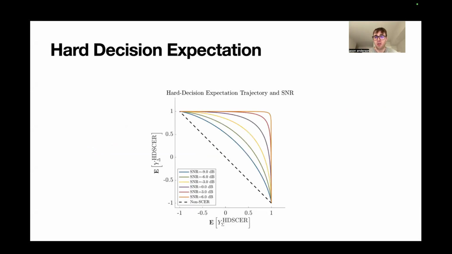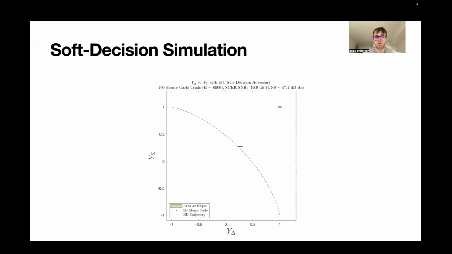So the paper title includes limited SCR models. One of the models talked about is called the hard decision SCR model. And with the hard decision, you can compute the expectation. This shows a diagram of how the expectation trajectory changes as a function of the adversarial estimation SNR. So as the adversary has a better radio, it will better have the trajectory intersect the authentic distribution.